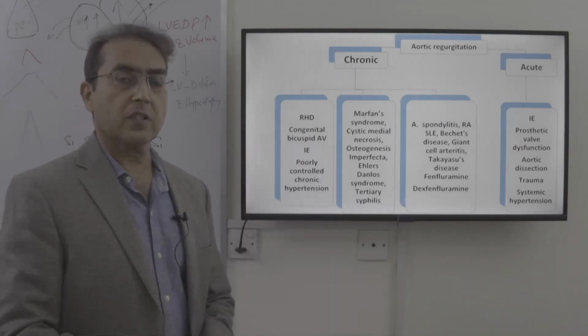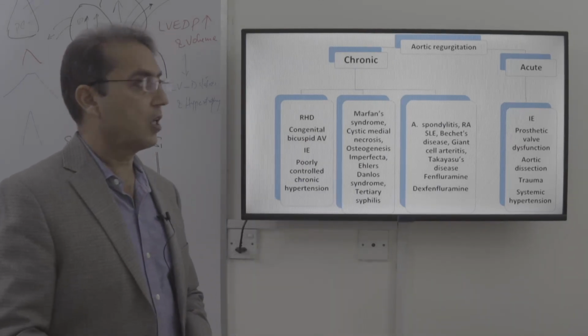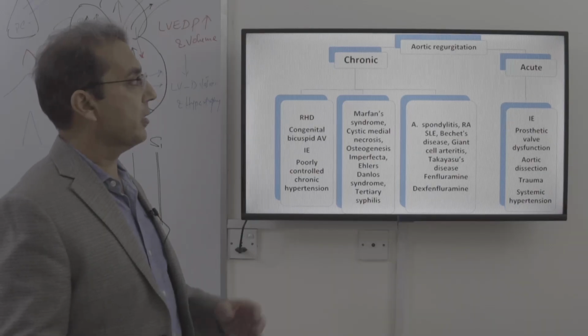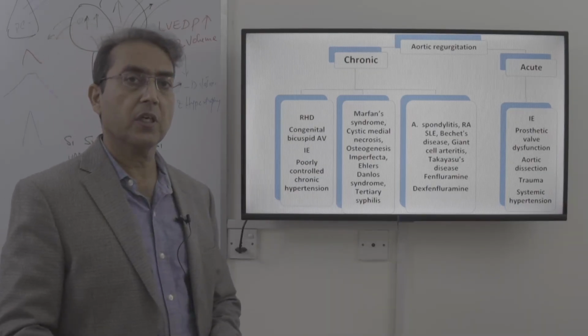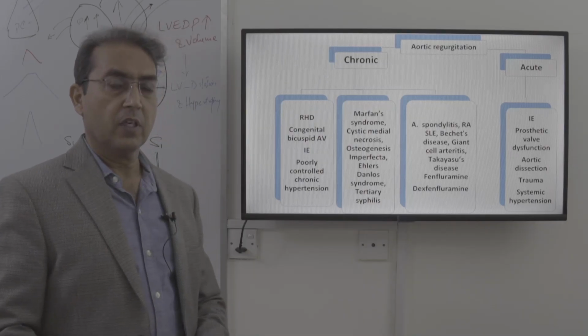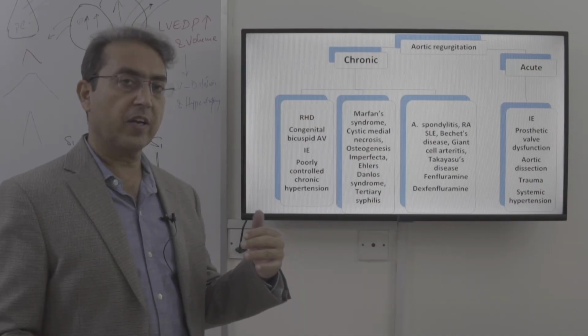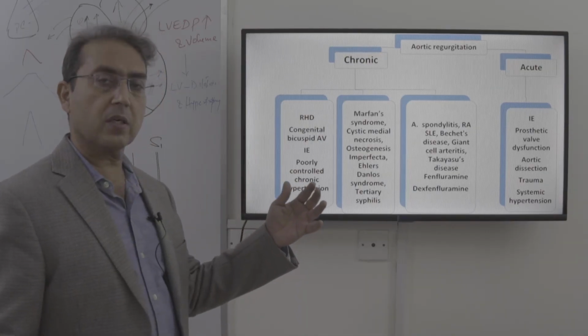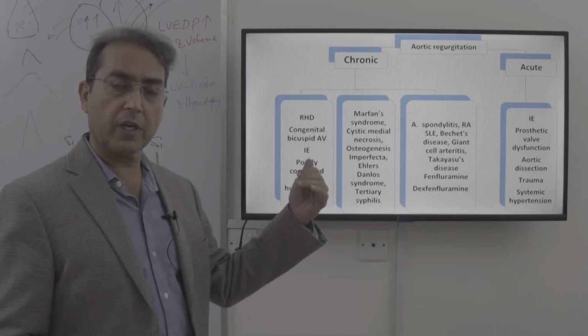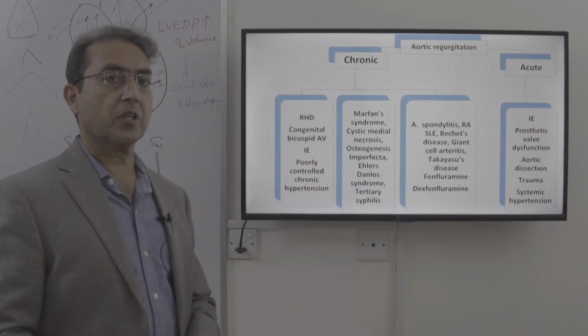Today we are going to discuss aortic regurgitation. Now, what is aortic regurgitation? Aortic regurgitation is actually a dysfunction in the aortic valve. The aortic valve is placed between the left ventricle and the ascending aorta. When this valve dysfunctions, the blood starts coming back from the aorta into the ventricle. So this is aortic regurgitation.